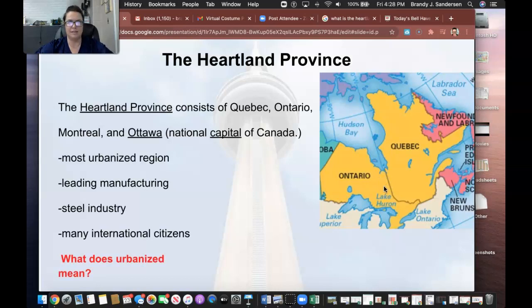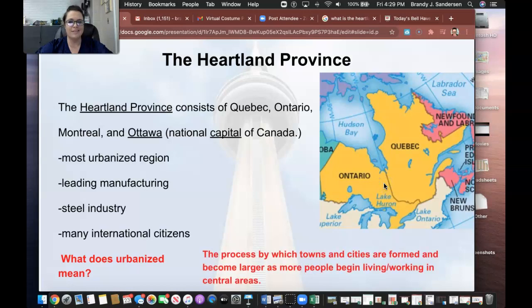So what does urbanized mean? What does the word urbanized mean? It's the process in which towns and cities are formed to become larger as more people begin living and working in central areas. So urbanized basically means they have cities, big buildings, a lot of buildings, a lot of cars, a lot like around our area would be like Houston. Houston is very urban, very urbanized.